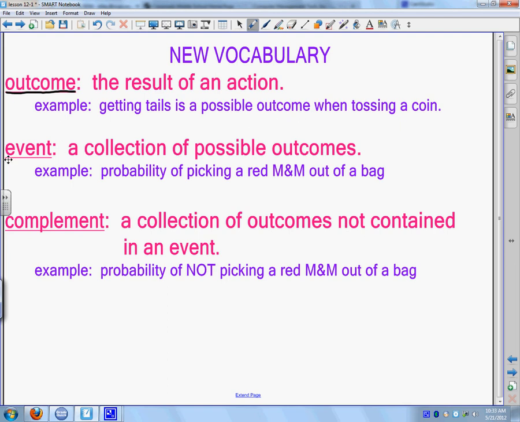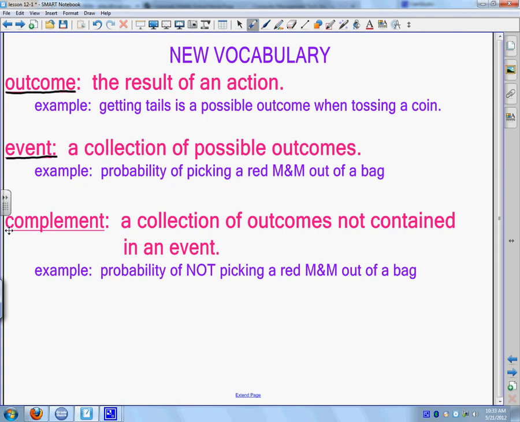The next new vocabulary word is event. So write down event. It is a collection of possible outcomes. So the probability of picking a red M&M out of a bag, that's a specific event, is picking a specific red color. That is an event.